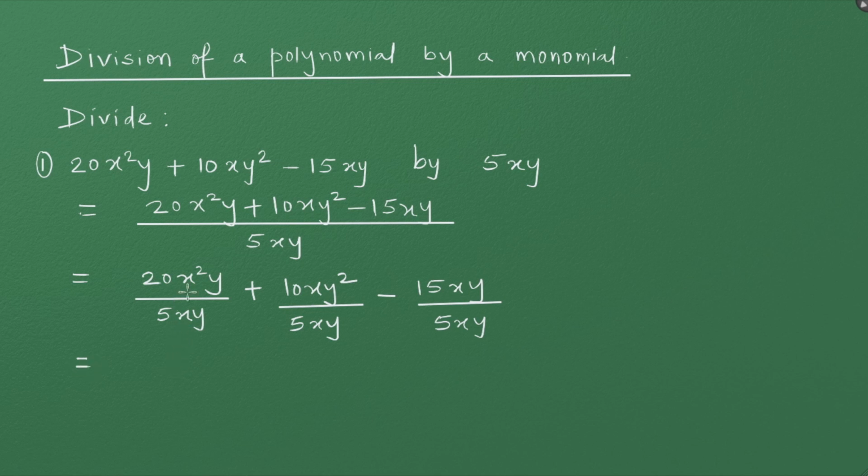So this is equal to, this would be 4, then x raised to, here it is 2 and here it is 1. So 2 minus 1 would be 1. So it is x. And this would be y raised to 1 minus 1. So here you will get only 4x.